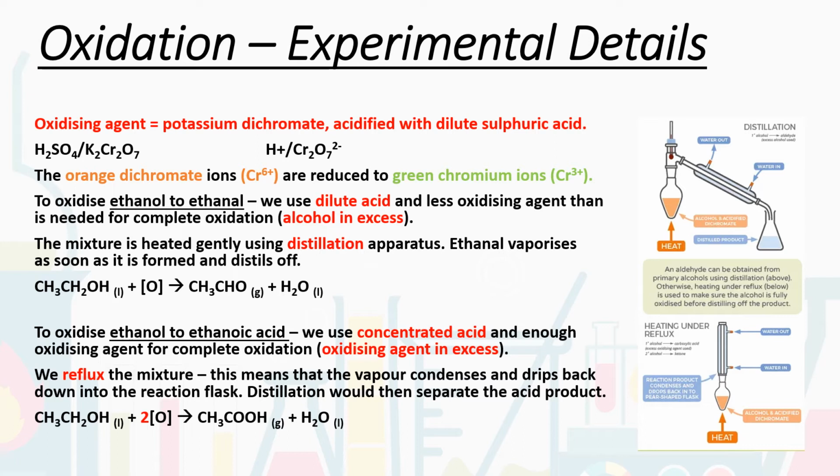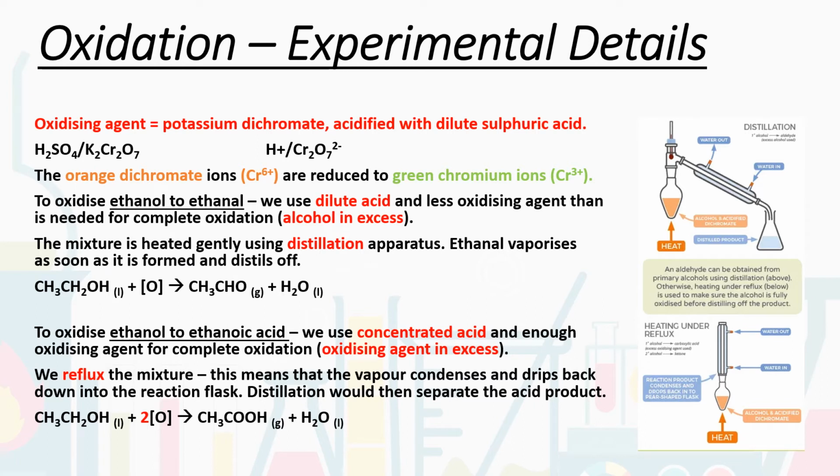and we'll end up losing lots of product. Our yield will be reduced. So what the condenser does at the top is it allows the vapours to go up into the condenser and then be condensed back down to liquid and fall back into the flask. And what this means is that you can continuously oxidize your alcohol.